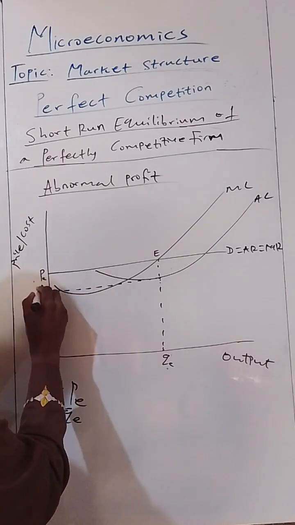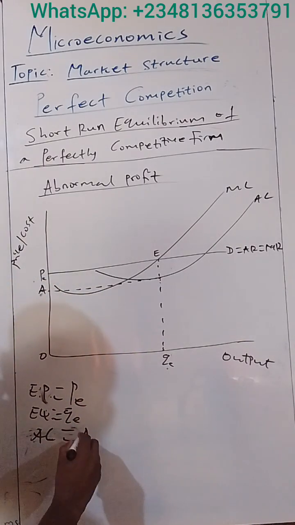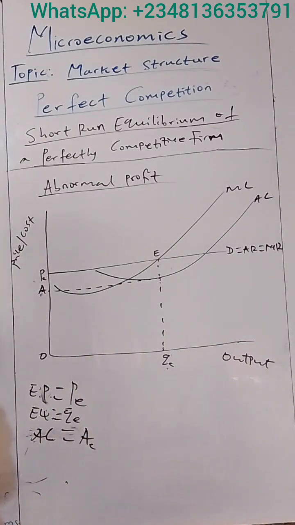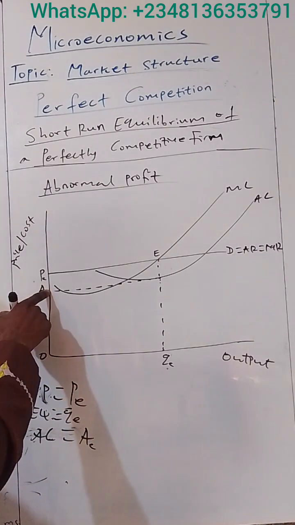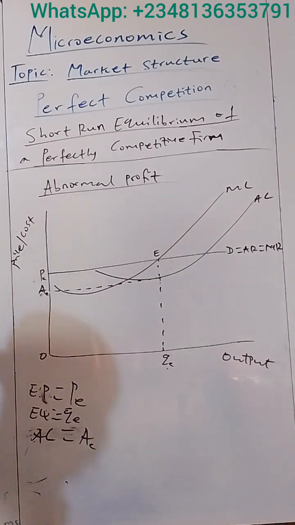Let me label it A. That will be equal to A, the average cost in the equilibrium. That is my A, average cost in the equilibrium. I can put A here or just A. Average cost in the equilibrium.